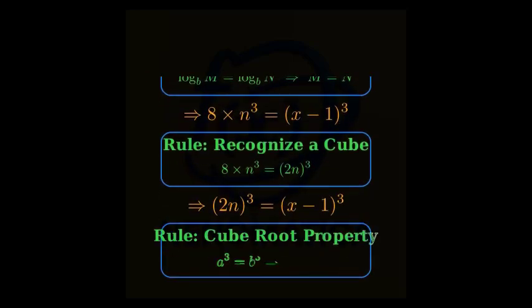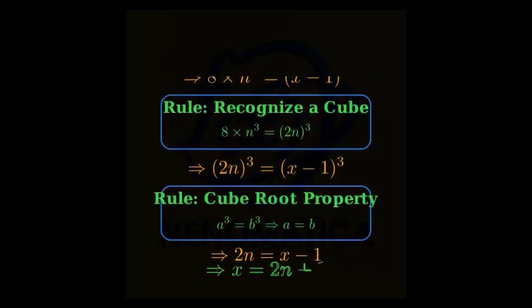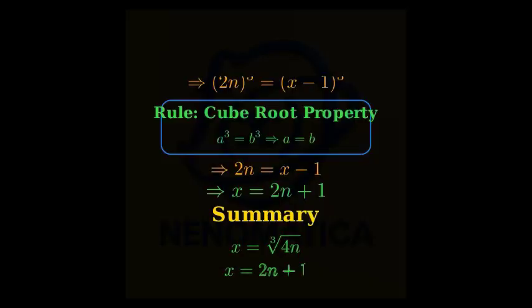Summary. We followed the exact algorithm without reordering steps. First solution, x equals the cube root of 4n. Second solution, x equals 2n plus 1. Practice by applying the same sequence of rules on new equations.